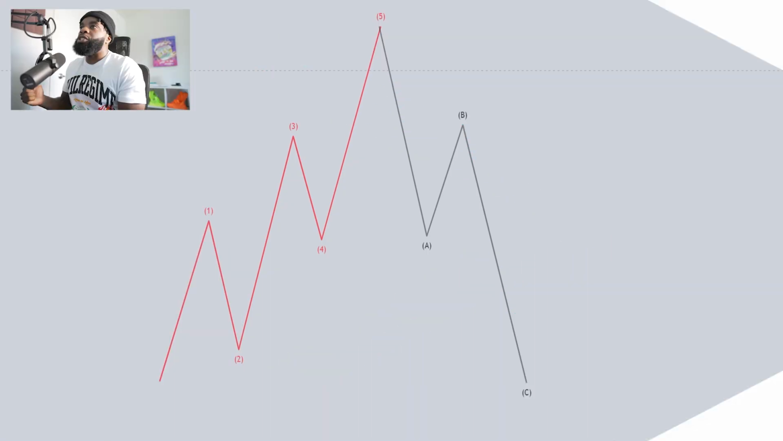All right, so here you have the chart. Now the first thing we need to focus on is understanding what an impulsive wave is. An impulsive wave is also another terminology they use in Elliott wave called a motive wave. A motive wave is essentially a strong aggressive move towards the upside or towards the downside.